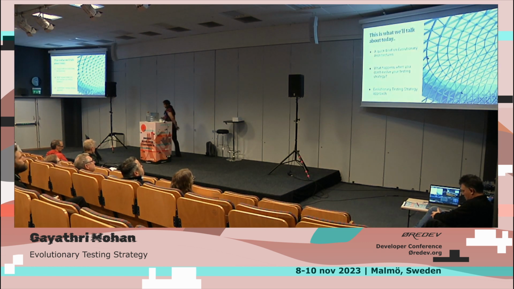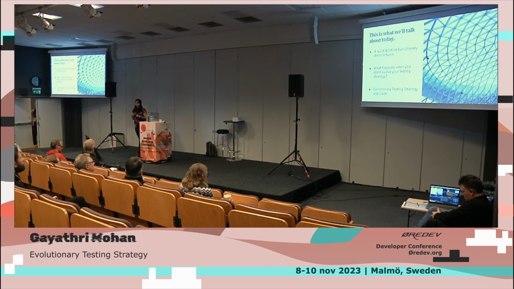So this is what we'll talk about today. How many of you have read the book Evolutionary Architectures or heard about evolutionary architectures? Good. Okay, so we'll touch briefly upon evolutionary architectures so that it flows into what we mean by evolutionary testing strategy as well. And what happens when you don't evolve the testing strategy? We'll look at some practical examples and how it leads to financial loss. And then we'll look at certain approaches that I've been trying to implement practically in some of the gigs that I've worked, to keep the testing strategy evolved as a process and to put a system around it. So that is what we'll be talking about today.